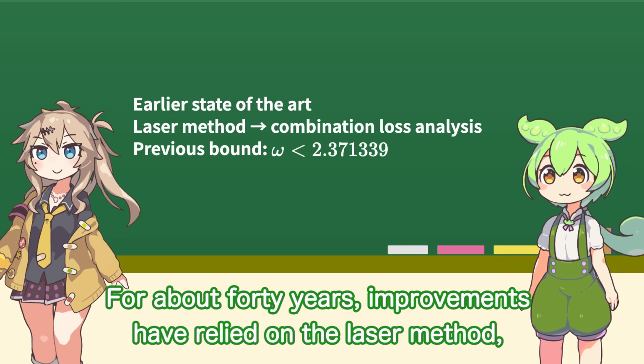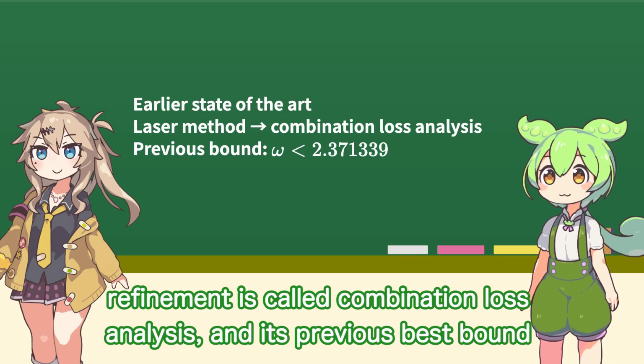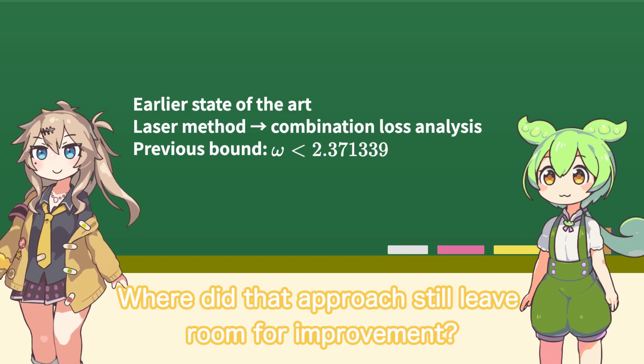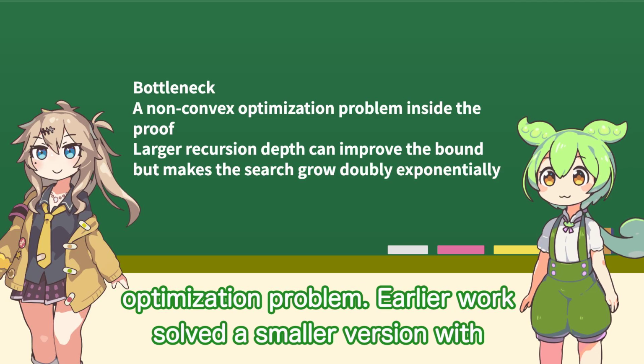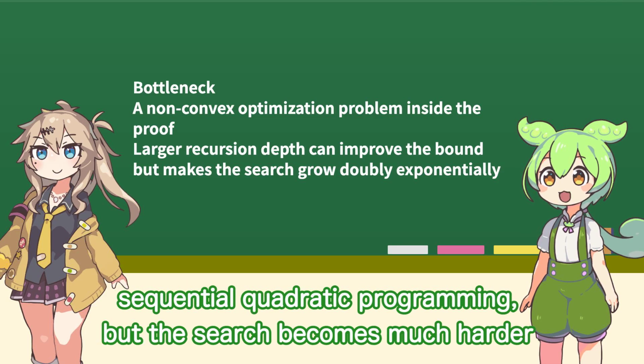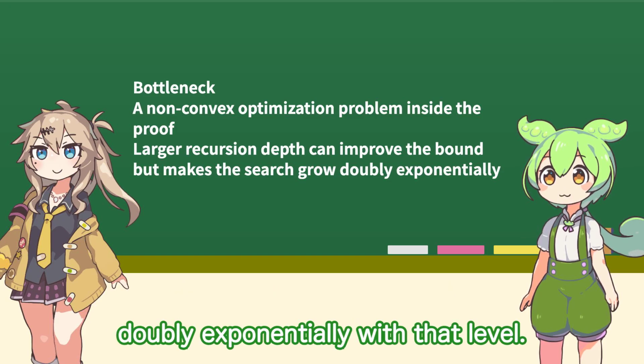For about 40 years, improvements have relied on the laser method, which indirectly designs fast matrix multiplication algorithms. The current refinement is called combination loss analysis. Where did that approach still leave room for improvement? Combination loss analysis turns the proof into a large non-convex optimization problem. Earlier work solved a smaller version with sequential quadratic programming, but the search becomes much harder as the maximum recursion level grows. The optimization cost grows doubly exponentially with that level.